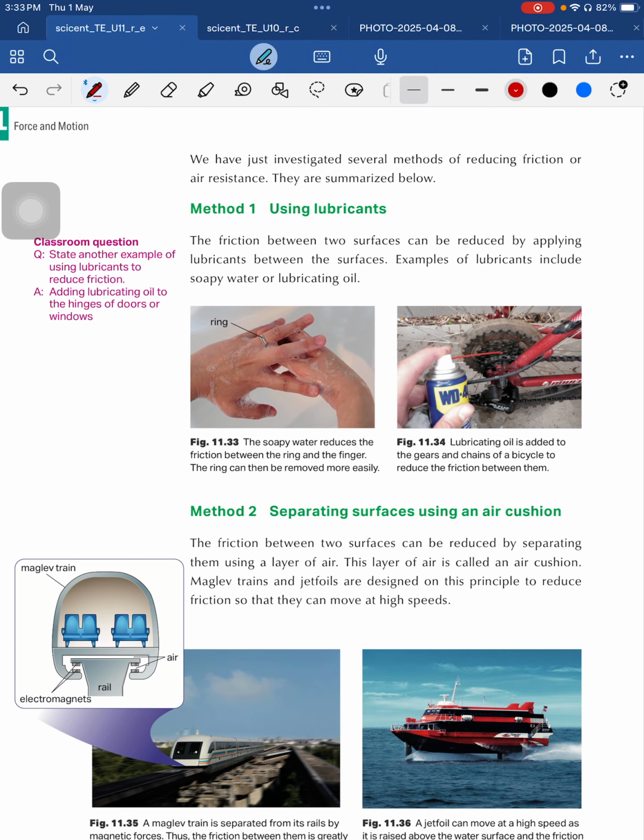So here we just focus on the heading again. To reduce the friction or air resistance, we try to use lubricants. Lubricants may be soapy water or lubricating oil. And for lubricating oil used here, it can prevent the metal, the iron, from rusting. Rusting in Chinese is 生鏽.